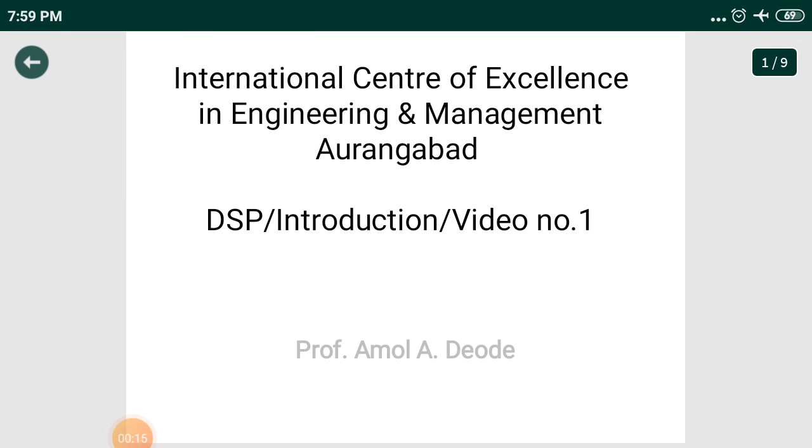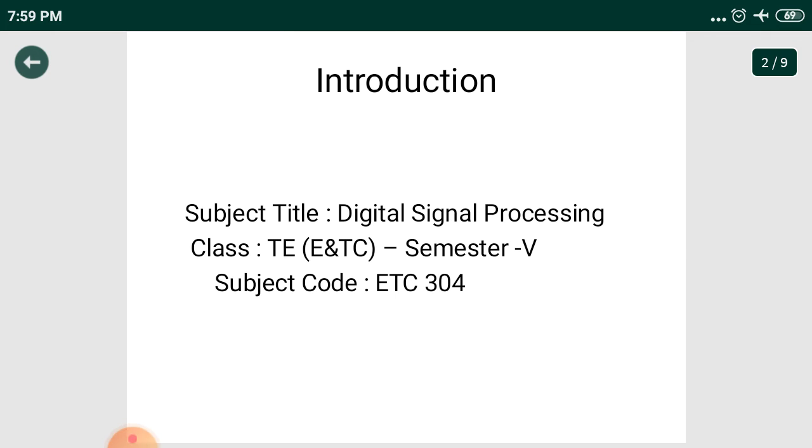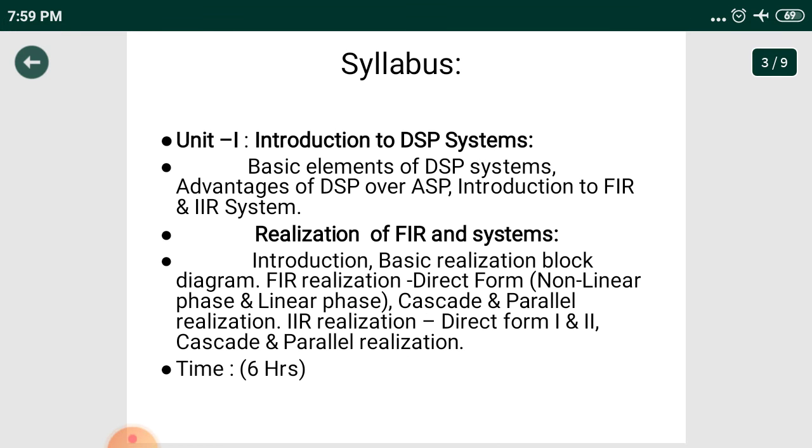Let us begin with this subject. Subject name is Digital Signal Processing. Subject title Digital Signal Processing, Class 3rd Year Electronics and Telecommunication, Semester 5. Subject code is ETC 304. Now we will first see the syllabus of this subject.